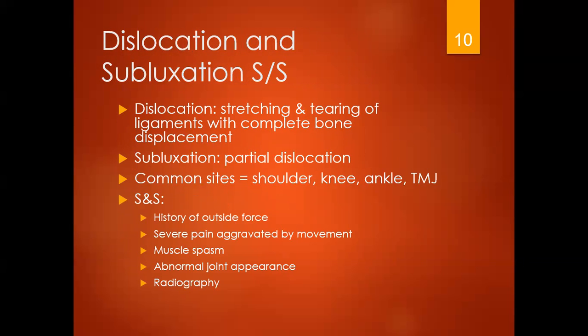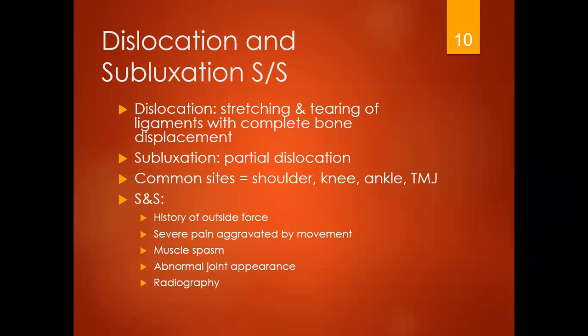Dislocation and subluxation. Well, dislocation is that stretching and tearing of ligaments with a complete displacement of bone. Subluxation is a partial dislocation, so a partial displacement of bone with stretching and tearing of ligaments. Where do we dislocate? We dislocate in our shoulders, our knees, our ankles, that temporomandibular joint in the jaw. Oftentimes there's a history of some kind of outside force, right? They were hit in the face or they fell on their knee or they fell on their leg and it dislocated their hip. There's usually some kind of trauma that occurred.